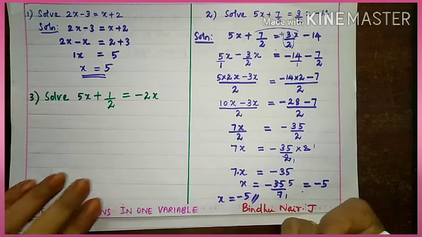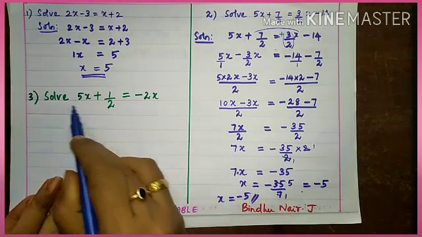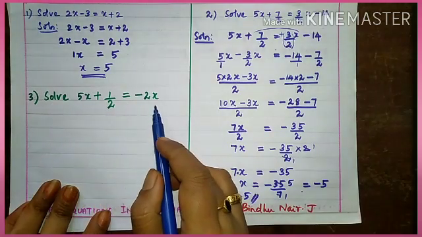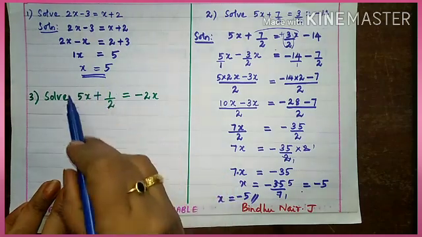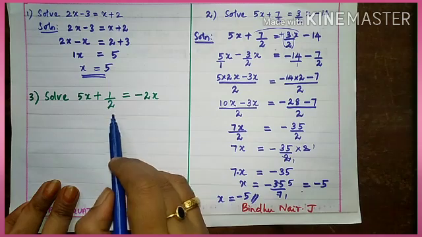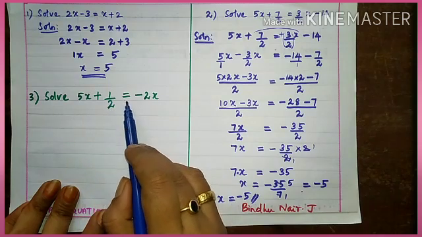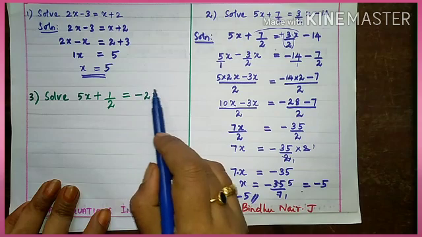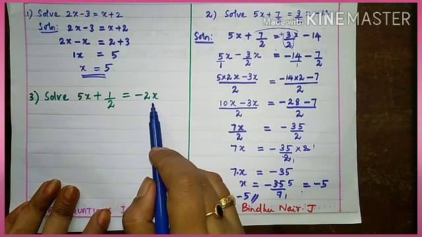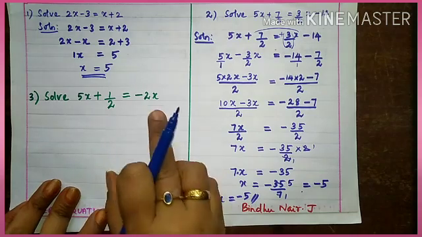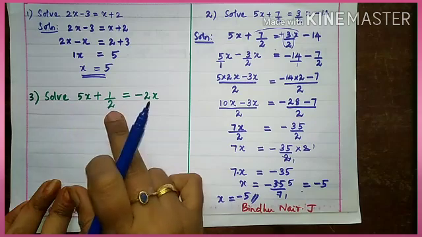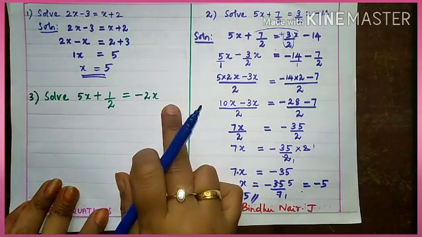Okay. Now you see a question. Solve 5x plus 1 by 2 equal to minus 2x. Okay. You see in the LHS there are two terms. 5x is a term, 1 by 2 is a fraction, and the RHS alone has one term, that is minus 2x, a variable term. So what do you want to do, children? You want to transpose this minus 2x to the LHS and bring this 1 by 2 to the RHS.